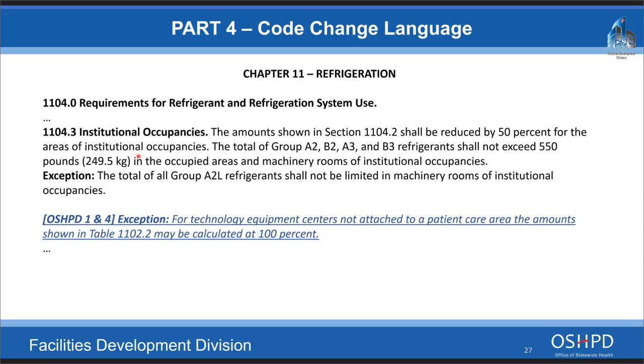Okay, refrigeration. We've gone a little bit outside the envelope on this one. What we're trying to do here is say that for technology equipment centers not attached to a patient care area, the amounts shown in table 1102.2 may be calculated at 100%.